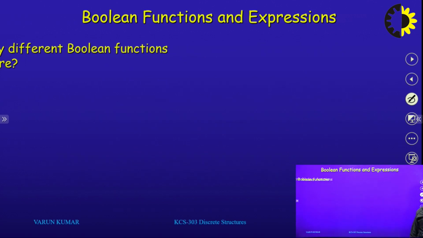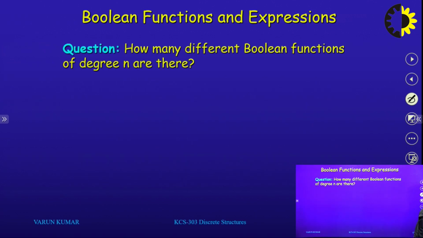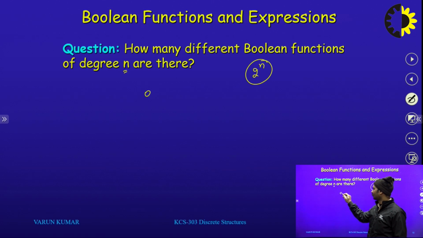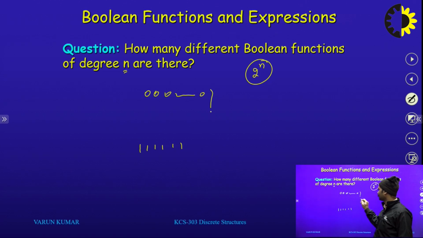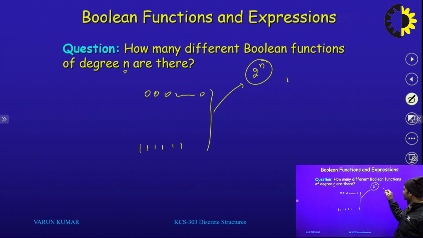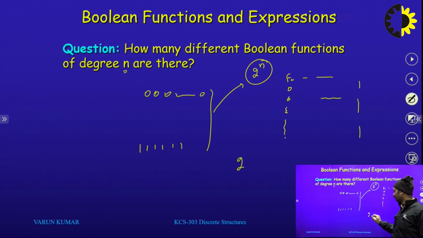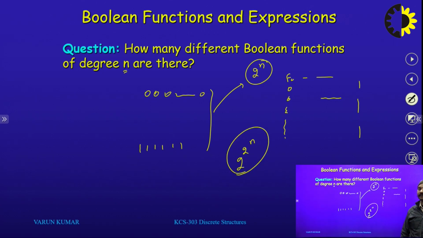So what will happen if the degree is n? It means 2 to the power n different types of input combinations can be derived, from all zeros to all ones. And how many functions can be derived? It means from all zeros to all ones, that is 2 to the power 2 to the power n. Okay, this is the formula for the total number of different Boolean functions that can be derived from degree n.